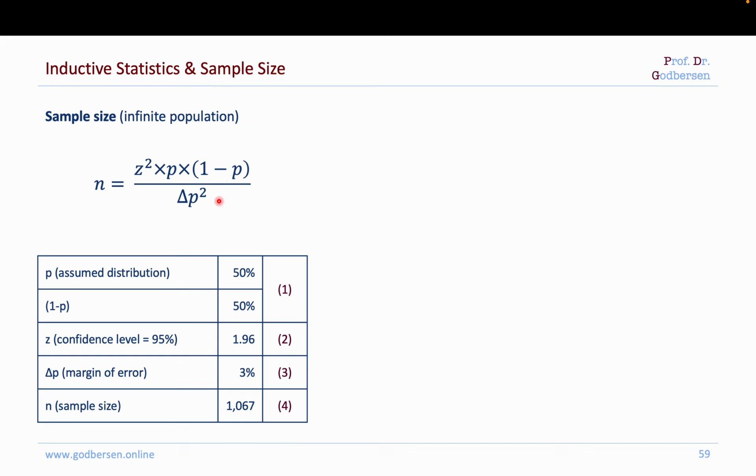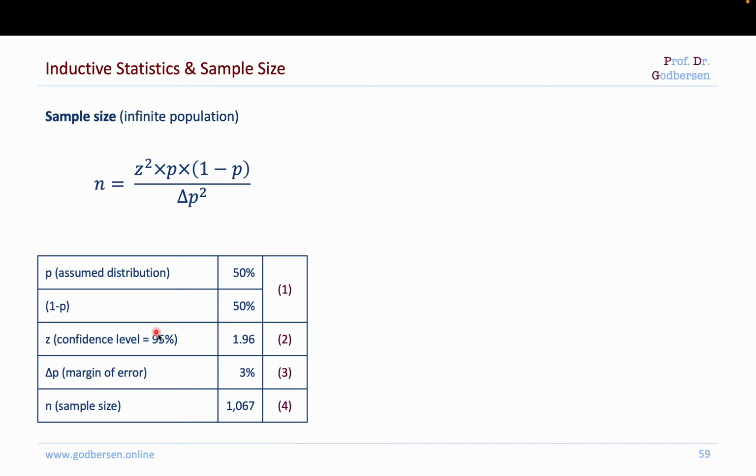In the denominator, you have delta p, and delta p is your margin of error. So what you typically do, as I already set as a default option, is assume a distribution of 50%. The reason is that this is your worst case scenario, if you will. 50 times 50 is 2,500. 60 times 40 is 2,400. 70 times 30 is 2,100. So if you take 50 to 50, you have the largest value in the numerator. So you're on the safe side, because if the numerator goes up, n will go up.